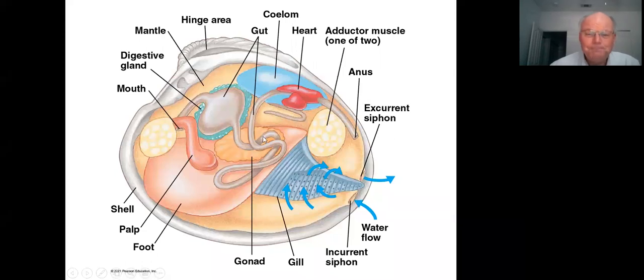There are two sexes. There are males and female clams, but it is essentially impossible to tell the difference. But they do release their eggs and sperm into the water column, and the fertilization takes place in the water column. So it's external.